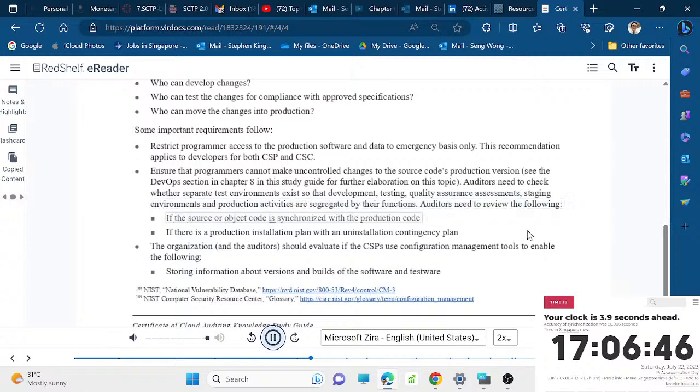Auditors need to review the following: if the source or object code is synchronized with the production code, if there is a production installation plan with an uninstallation contingency plan. The organization and the auditors should evaluate if the CSPs use configuration management tools to enable the following: storing information about versions and builds of the software and testware.